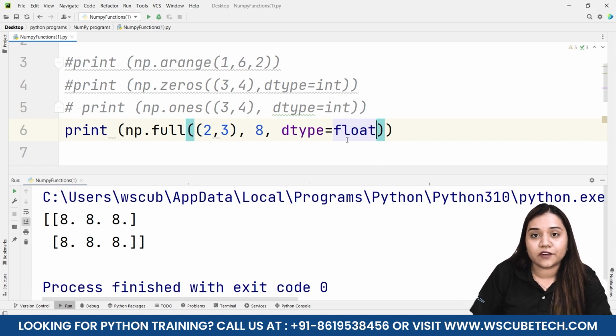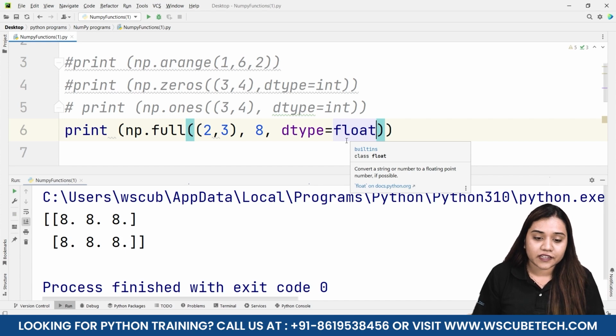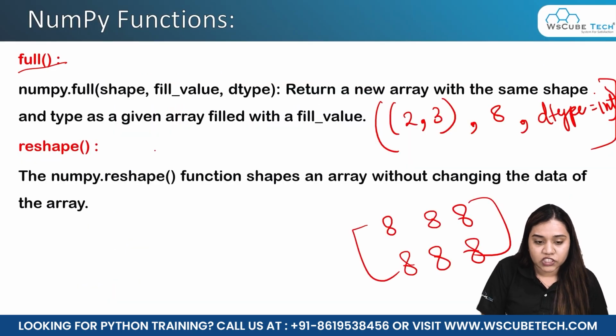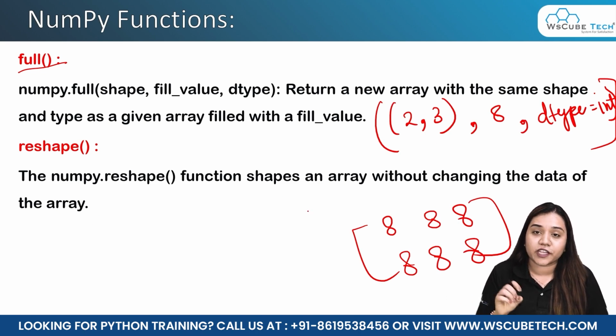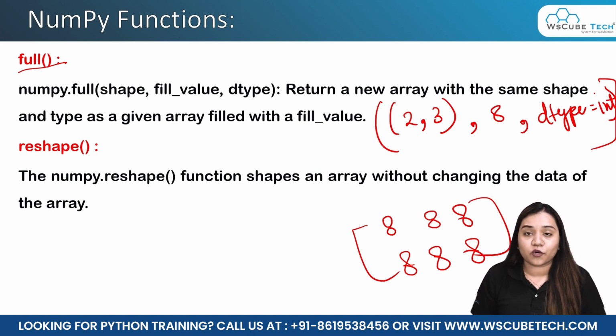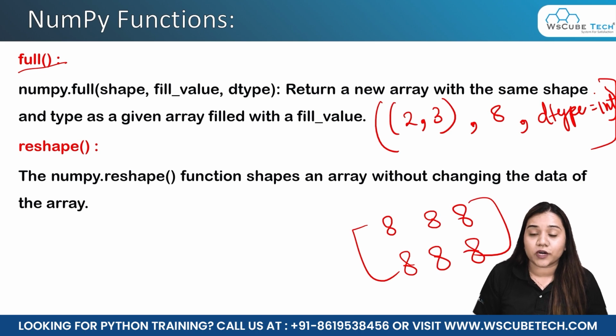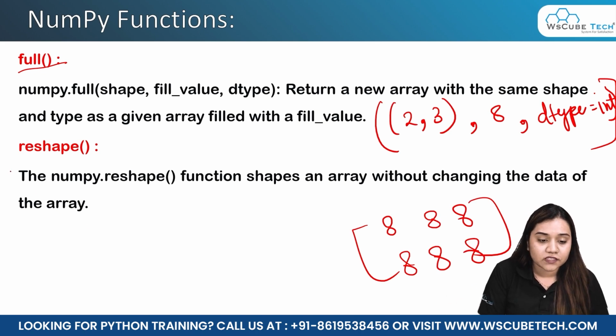Now let's move ahead and talk about our last function, that is reshape. Reshape does not create an array for us, but what does it do? It gives a shape to our array. For example, in our first one, we had np.arange, which would give us an array of whatever range we have provided. Suppose you want to give a shape to it, in that case, we will be using this reshape method. Let's have a look at how reshape can be used.